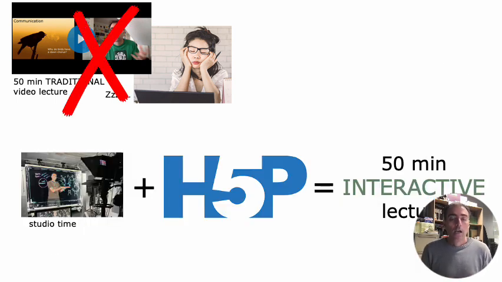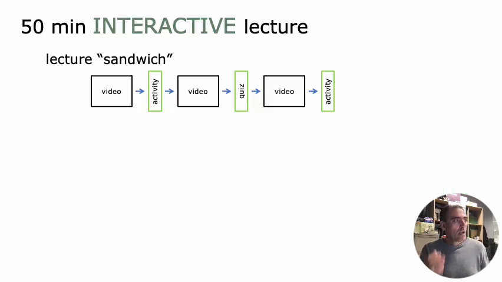What is it? Just simply breaking up your video content into smaller pieces. In my case, I use H5P because it's embedded in my learning platform of Moodle, but you can use YouTube to do some of this interactive video lectures. And the first method is pretty straightforward. It's what I call a lecture sandwich. It's a short video introducing a concept followed by an activity, another video, another activity, could be a quiz, and they're designed to reinforce the information that they've just watched through the short video.